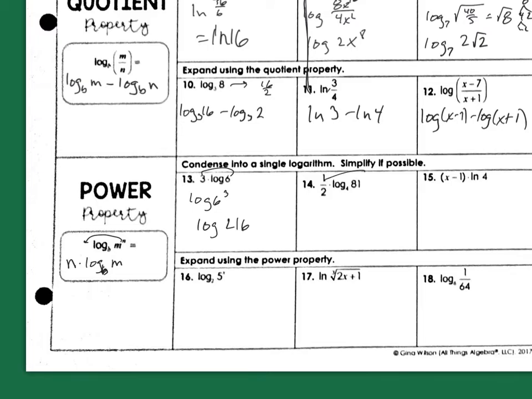Here we have 1/2 back on there, log base 4 of 81 to the 1/2. Now you can type that in your calculator, but 1/2 is power over root. This is important to know. 1/2 is the square root. So this is really just the log of 9.